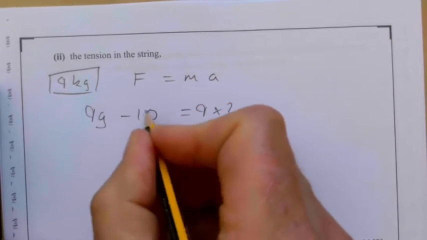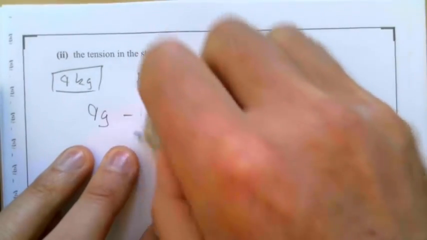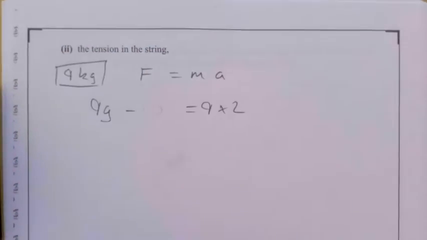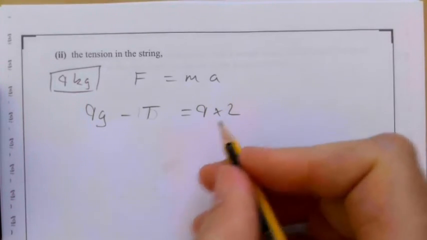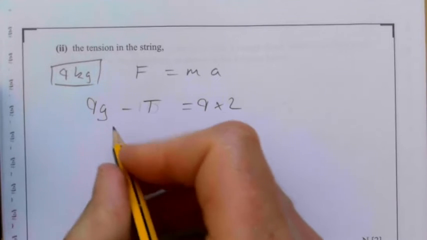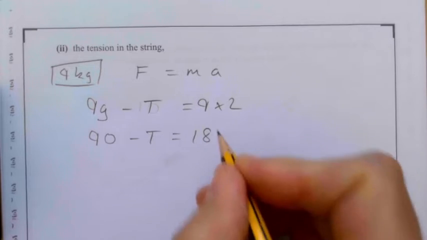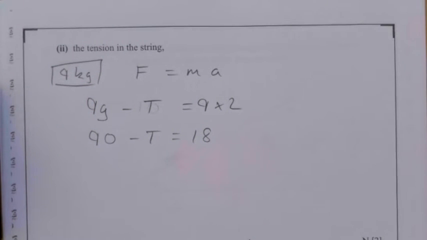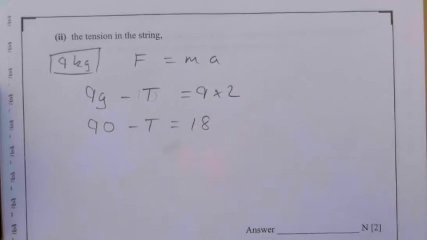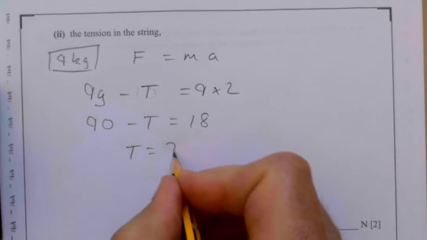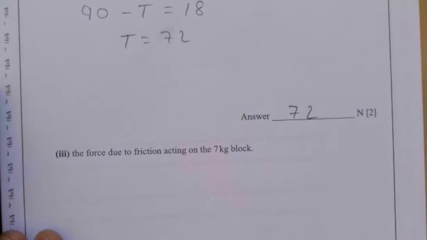9g take away T. Sorry, I got mixed up there. I was about to tell you that g was 10, I'll put in that instead. 9g take away T equals 9 times 2. So 9g, which is 9 times 10, so that's 90, take away T is equal to 18. And of course if you rearrange that, we can do whatever way you want. Add T to both sides, take away 18 from both sides. You're going to get T is 72. So T then is 72 newtons.